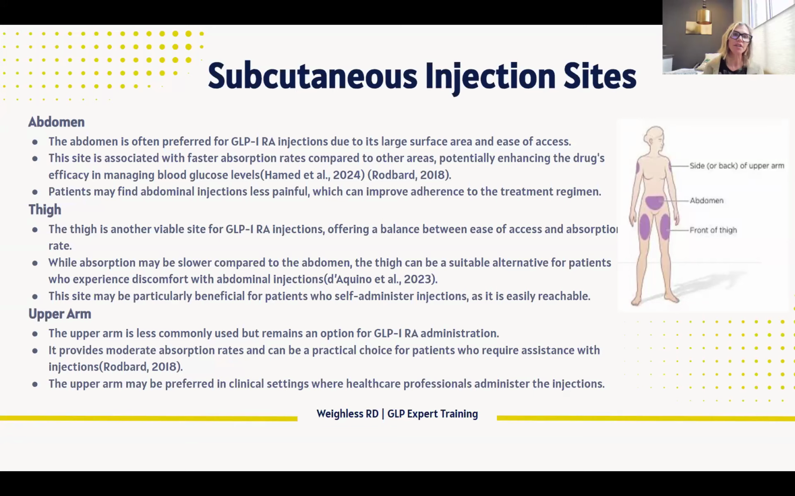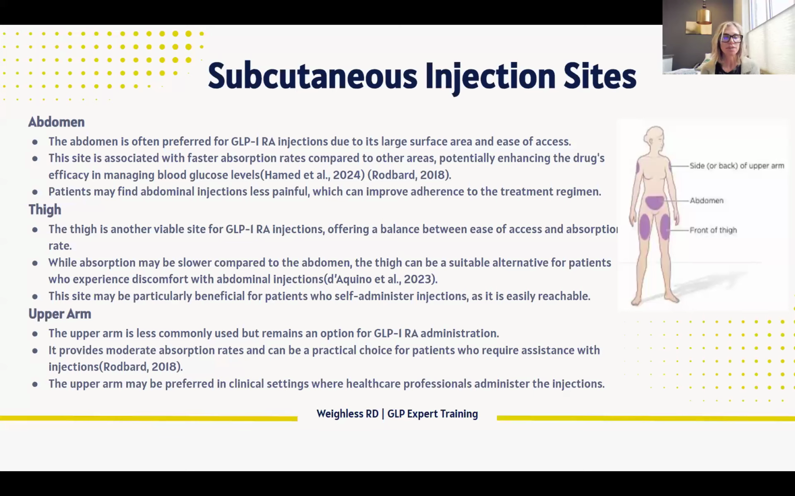So the thigh is another area for a GLP injection. Again, it's easy to access. Some people might like it. Absorption would be a little bit slower compared to the abdomen, so some people might feel that. Maybe they're looking for more of an appetite suppressing component a little bit quicker, but they notice that since they switched the site, it's a little bit different. So just be mindful of that. The thigh site might be beneficial.